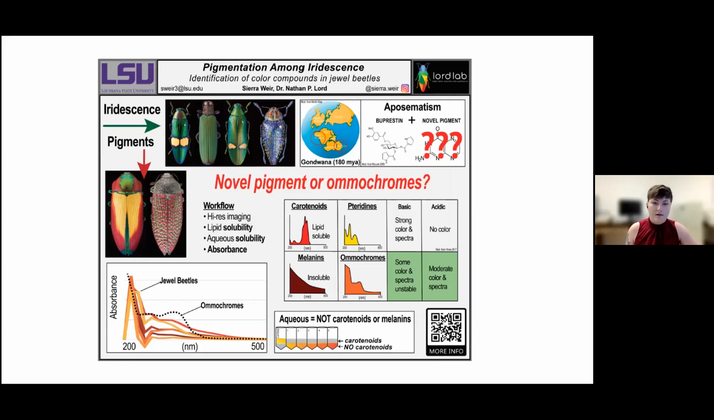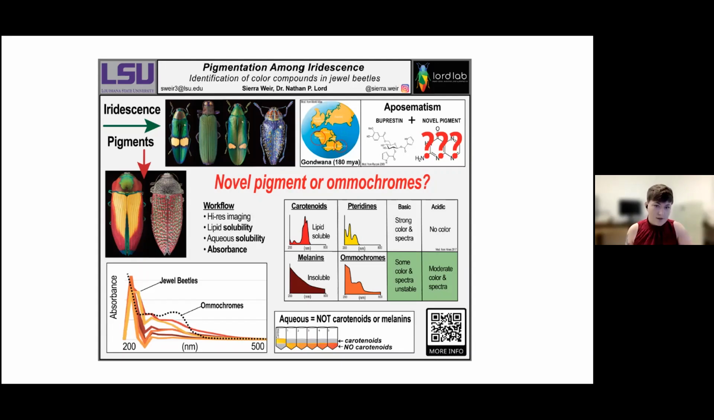The most informative data for my study are solubility and absorbance, because each pigment class behaves differently in different solvents. So I eliminated the pigment classes of carotenoids and melanins based on their very different solubility and focused on omochromes and pteridines. In a basic environment, my solutions had some color and an unstable spectra, and in an acidic environment, the solutions were moderately colored with more stable spectra. And these results are consistent with known omochrome behavior.